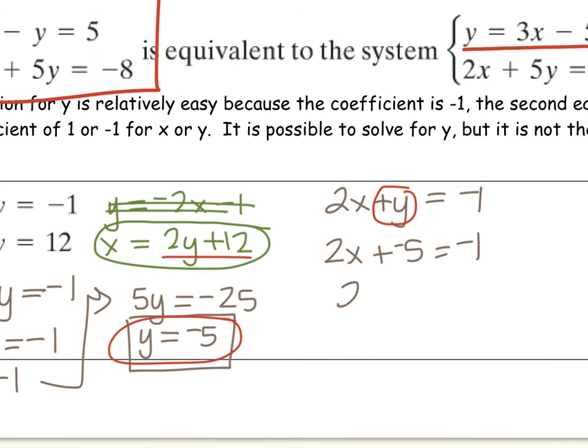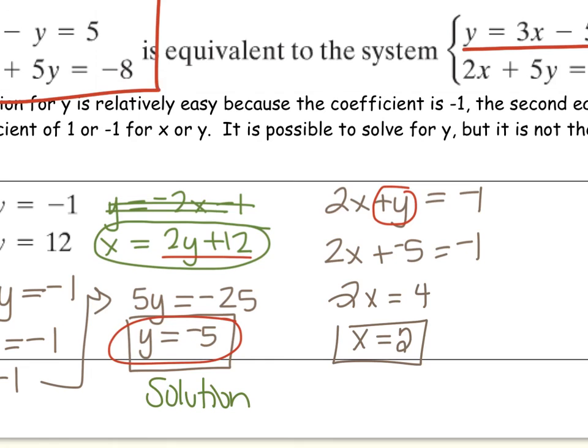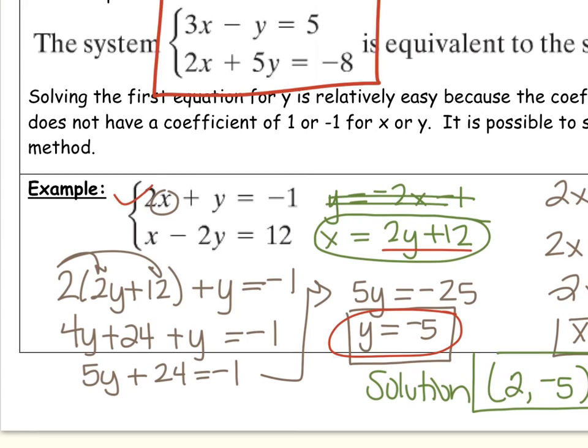So what we get left with is 2x equals 4. Divide each side by 2, and we get x equals 2. So there's our solution. Our solution to this system of equations is x equals 2 and y equals negative 5. And again, if you wanted to check, go back to your original equations over here, and for x you can plug in 2, and for y you can plug in negative 5 and see if it works.